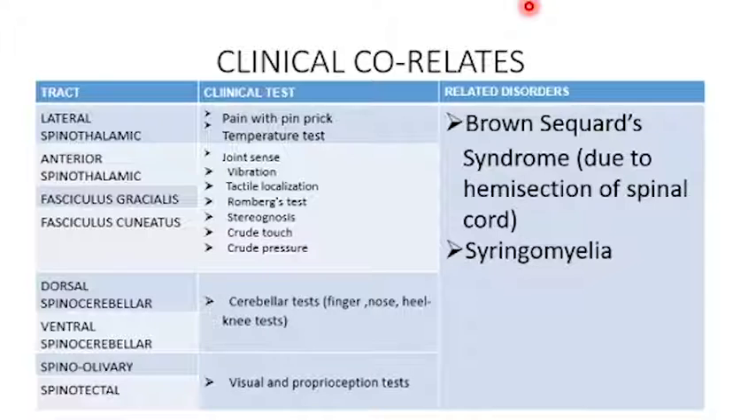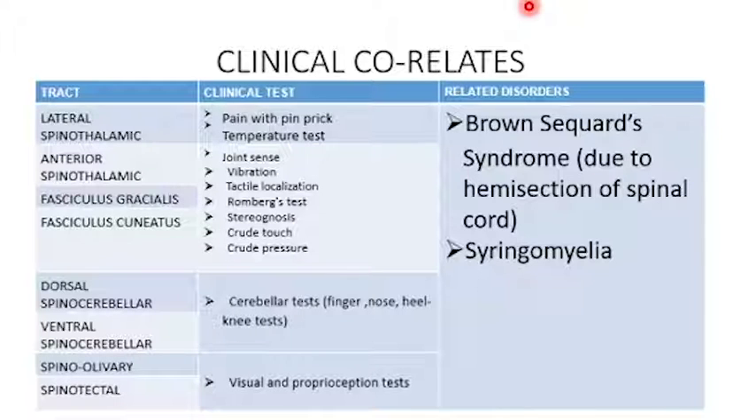Now, for our dorsal spinocerebellar and ventral spinocerebellar tracts, this is what we test through the cerebellar exams: the finger-to-nose pointing, heel-knee-shin test. And the spino-olivary and spinotectal tracts are what we test when we check for visual and proprioception tests. Now, normally, this comes into clinical significance in conditions such as Brown-Sequard syndrome.